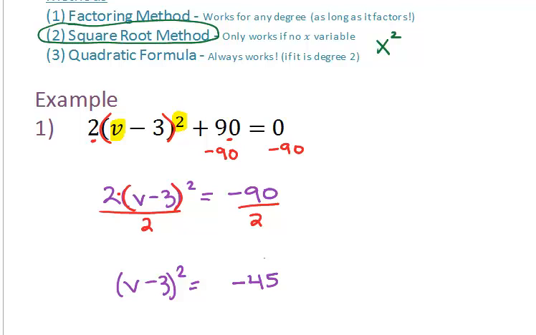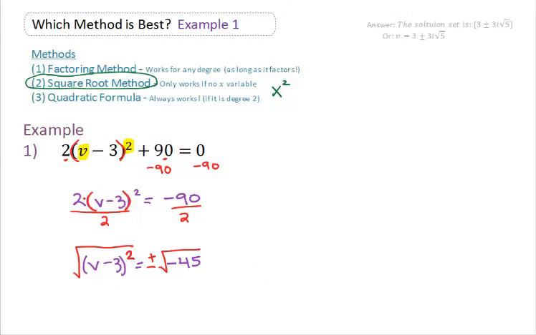Now, since I have my square isolated, I do my opposite operation to get rid of it, meaning I force in a square root. But the square root property says if you force in a square root, you should also force in a plus and a minus. So on the left, my square and my square root cancel out, leaving me with v minus 3. And on the right, I have plus or minus the square root of negative 45.